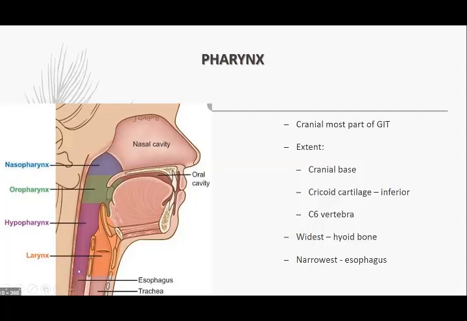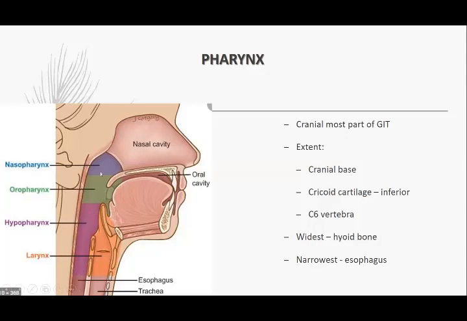Level क्या है? Level 6 cervical vertebrae का है. So the widest part of the pharynx is at this level. This is the hyoid bone. This is the thyroid cartilage. This is the cricoid cartilage. And these are the tracheal rings. So at the level of the hyoid bone, this pharynx is the widest. And at the level where the pharynx continues as the esophagus, that is the narrowest part.